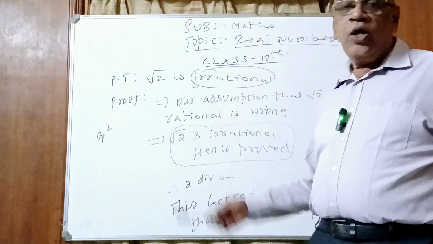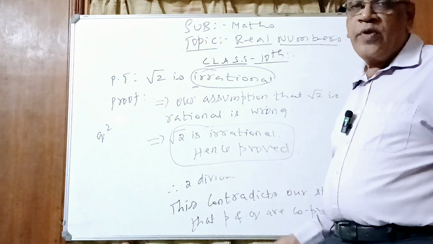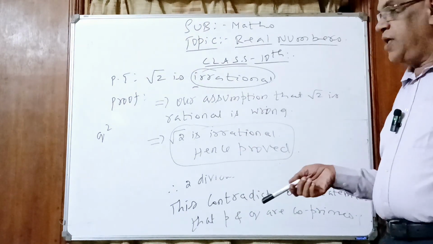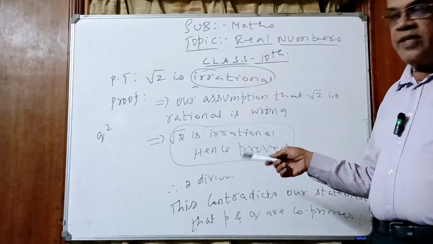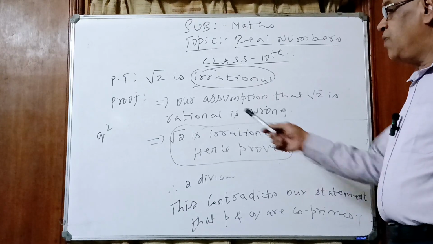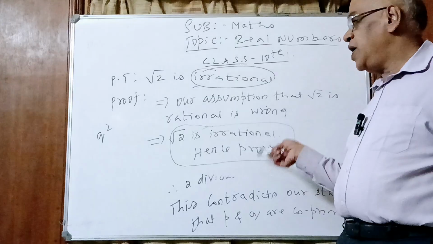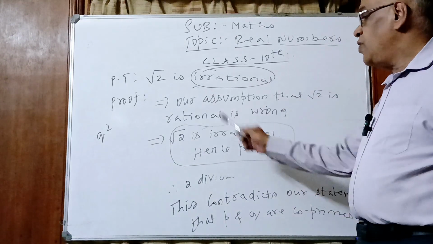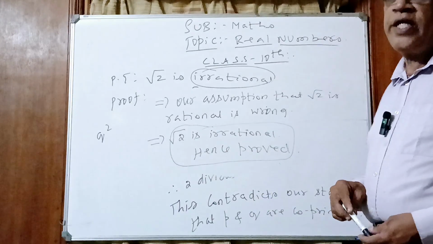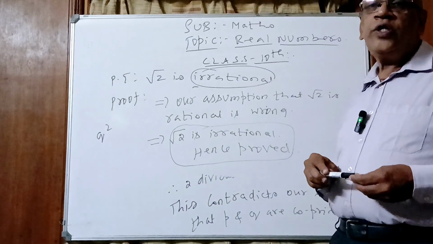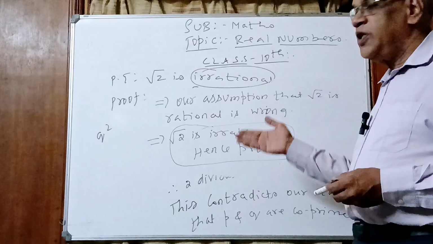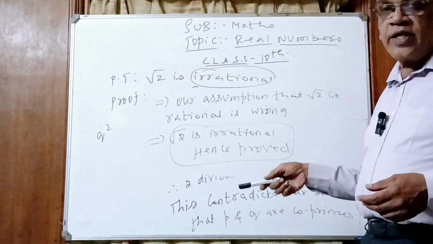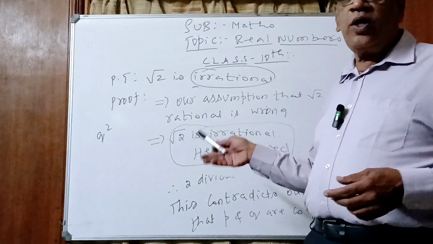What does it imply? 2 divides p square, so 2 divides p. That part you can neglect. What we said here: 2 divides p square, 2 divides p. Equation number 1. Yes or no? Then what did we take? Let p is equal to 2c. Then p square will be 4c square. What is p square? 2q square. 2q square is equal to 4c square. Then what do we get? Q square is equal to 2c square.